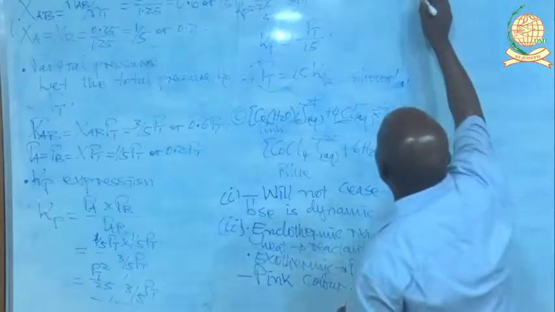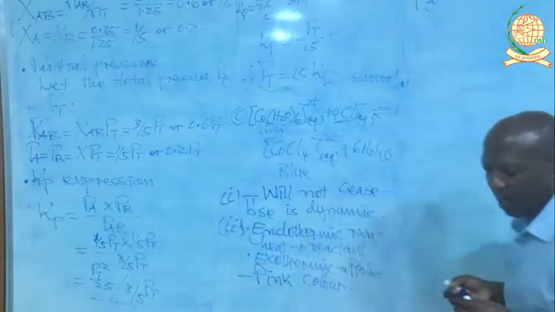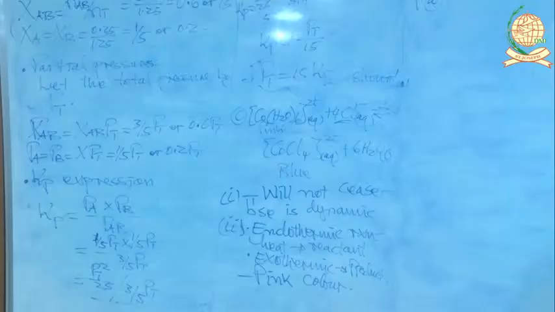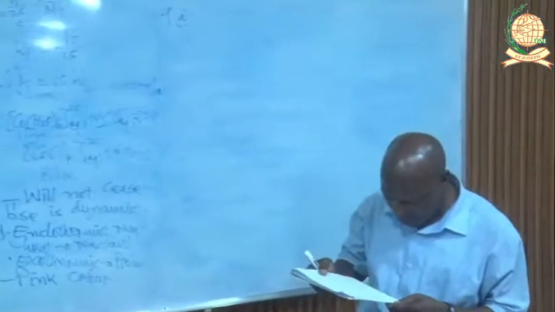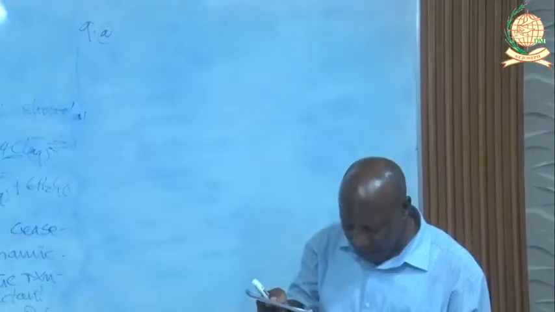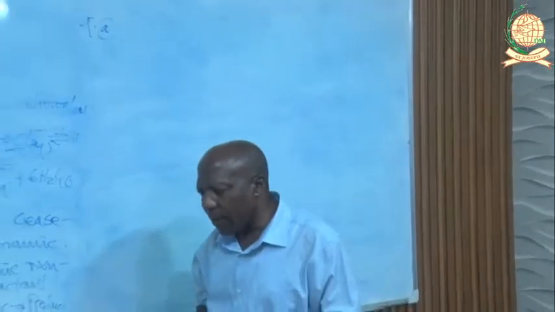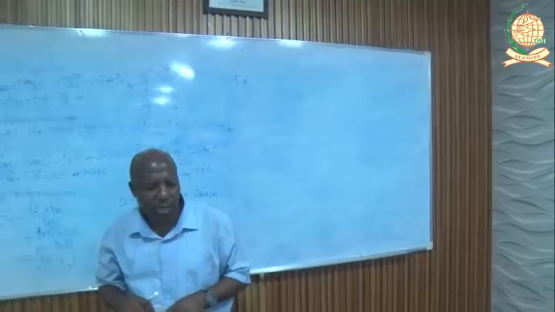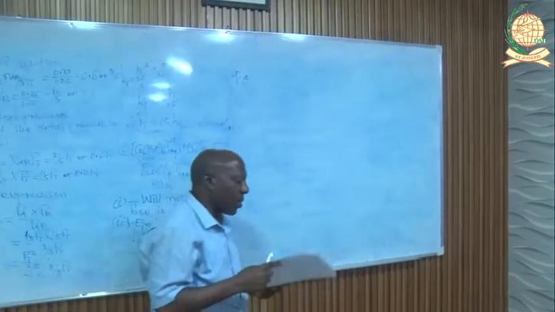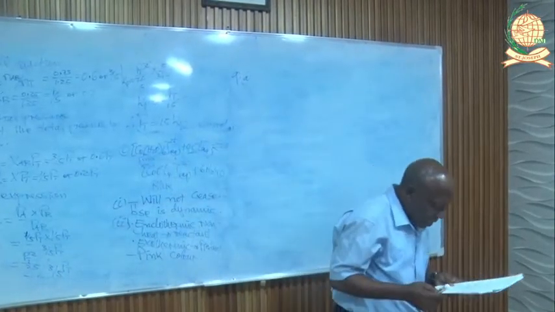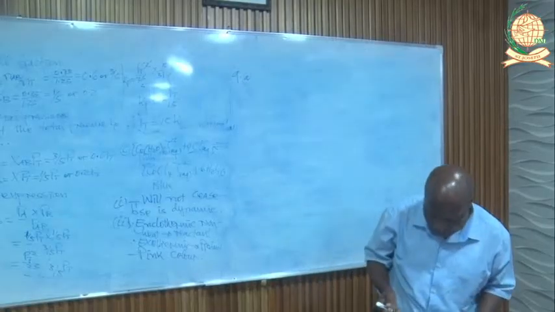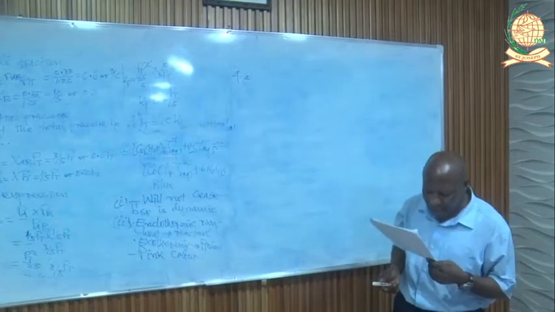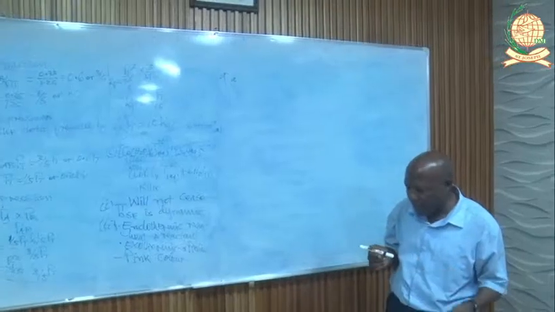Then we go to question number 9. Question number 9 is about organic chemistry, and essentially is about hydrocarbons, aliphatic hydrocarbons, as well as haloalkanes or alkyl halides. Now question number 9a says: explain the following chemical phenomena.